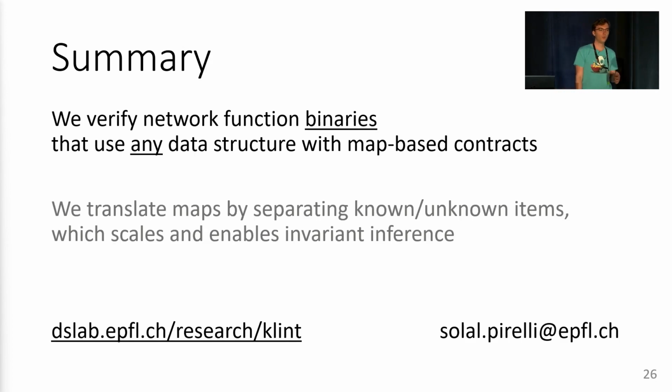So in summary, we verify network function binaries that use any data structure as long as it has contracts in terms of maps. And we translate those maps into queries by tracking the known items explicitly and the unknown items as an invariant. This scales and also enables us to infer invariants.